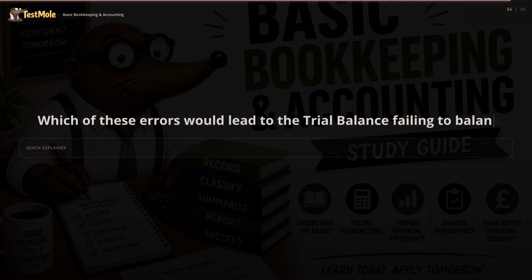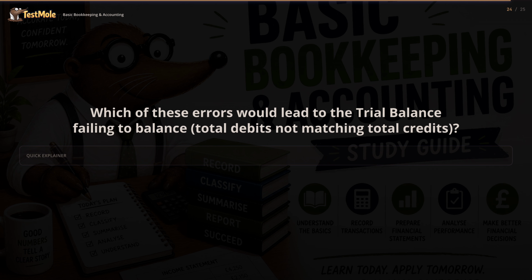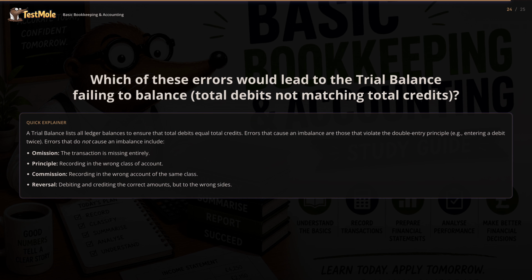Which of these errors would lead to the trial balance failing to balance, total debits not matching total credits? A trial balance lists all ledger balances to ensure that total debits equal total credits. Errors that cause an imbalance are those that violate the double entry principle, e.g., entering a debit twice.